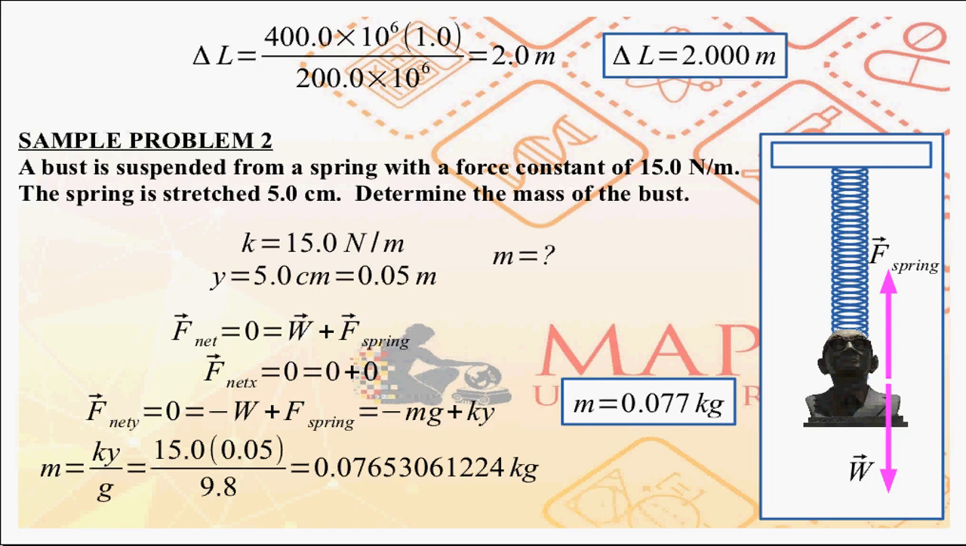W is just mg, so negative weight is negative mg, plus F spring, whose magnitude is just equal to ky. Minus mg plus ky is equal to 0, therefore mg is equal to ky. Isolating, m is equal to ky over g. We know k, y, and we know g to be 9.8 meters per second squared. We are thus able to calculate the mass of the bust. M is equal to 0.077 kilograms.